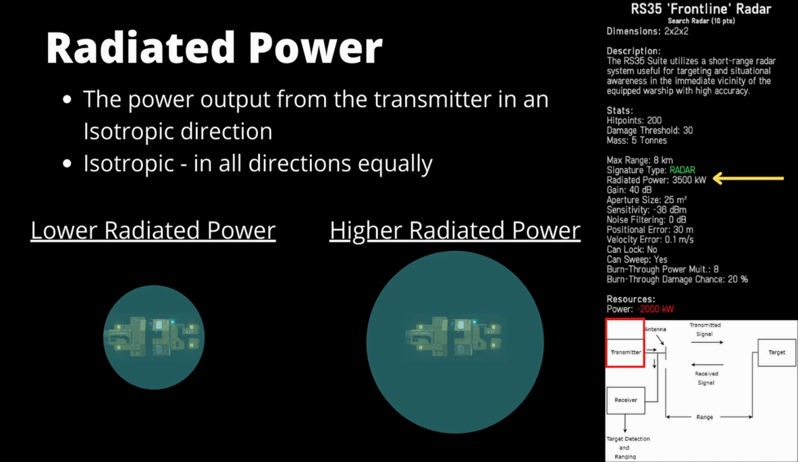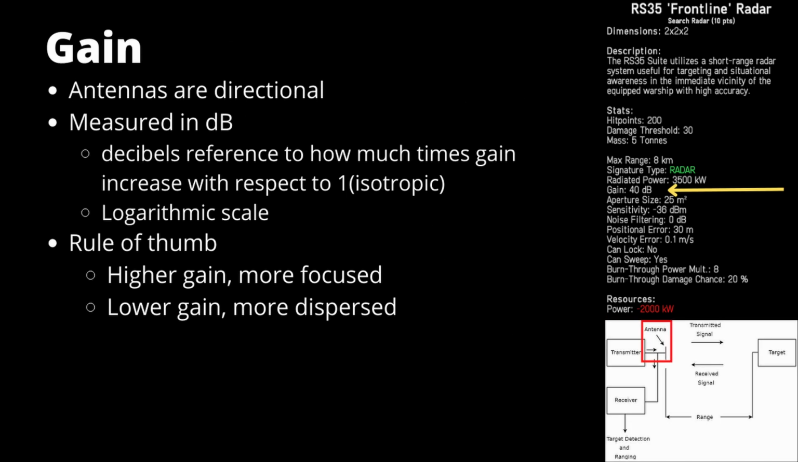And this is the power output from the transmitter in an isotropic direction. Now, isotropic means in all directions equally, so think of it as an expanding sphere from the point of origin being the transmitter. If a transmitter has a low radiated power, it's not going to go as far as something that has a high radiated power, and that's shown on the screen with the power represented as the blue circles around the frigate hull. So if a radar has a lower radiated power, it's not going to go as far. If it has the high radiated power, expanding in all directions equally, it's going to be able to go a lot further. So let's have a look at the next factor, being gain.